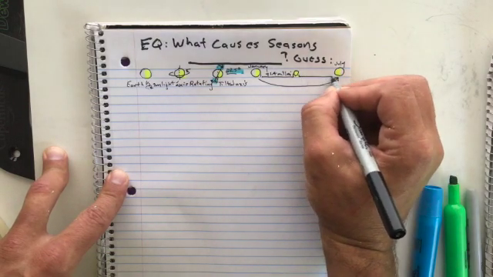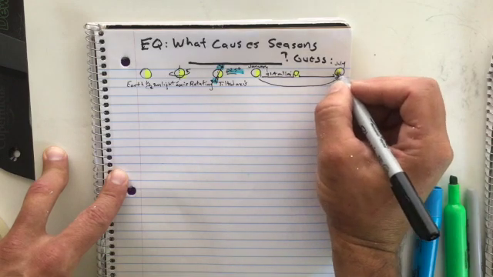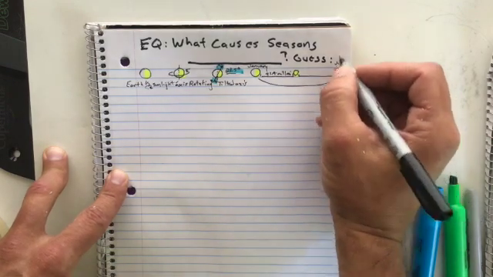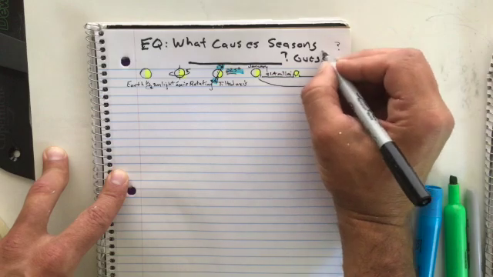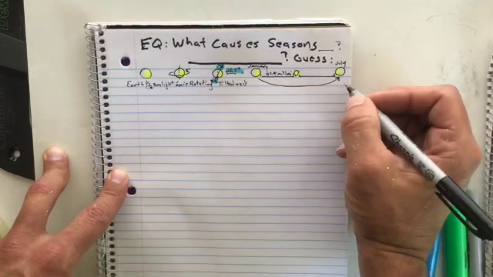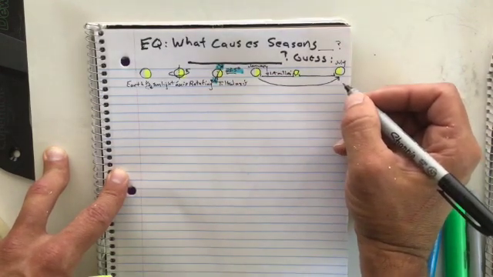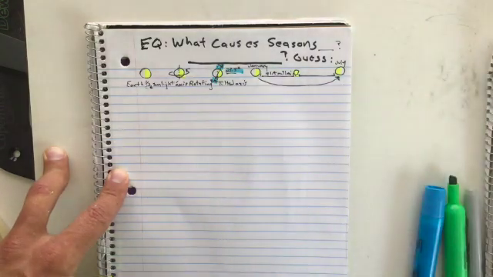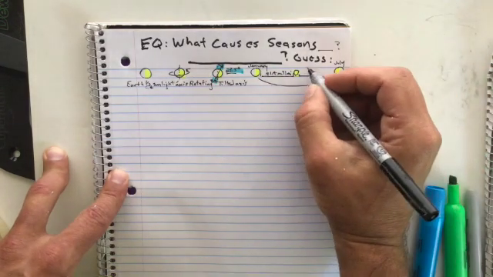Now, would we be closer or farther in July to the sun? Write down what you think. Would we be closer or farther from the sun in July? I mean, how does July feel compared to January? All right, did you write down something?